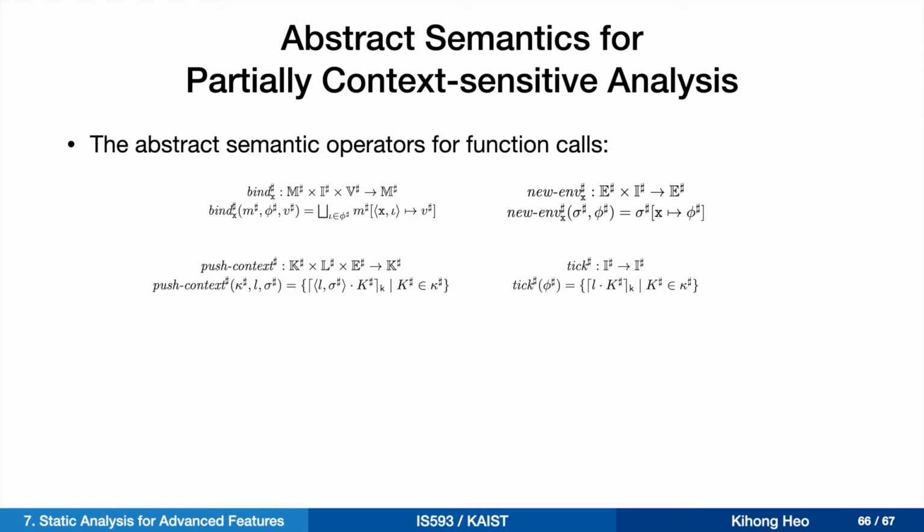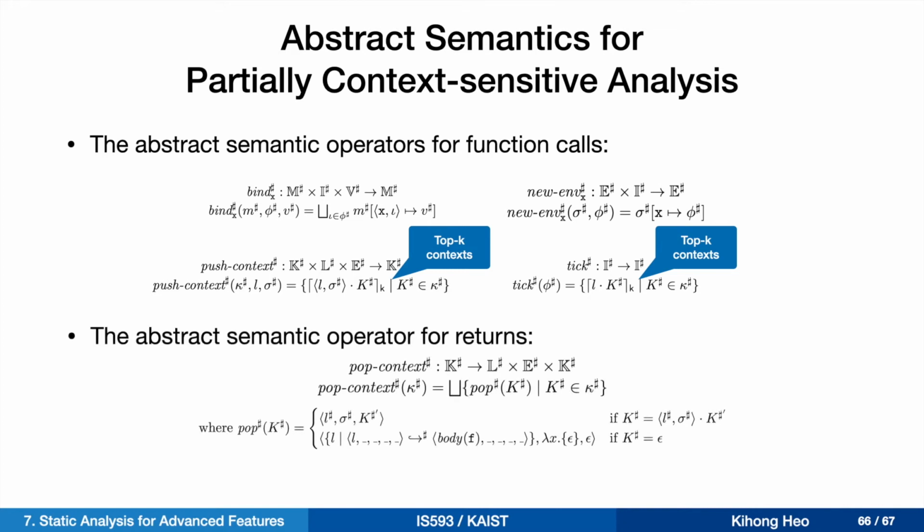The other important thing is the abstract instance. Again, here we also use k-limit call string as abstract instance. So in both cases we will only keep the latest k. Here the k is a hyperparameter. Now the semantic operators for returns, which is the pop context function here, is defined as follows.